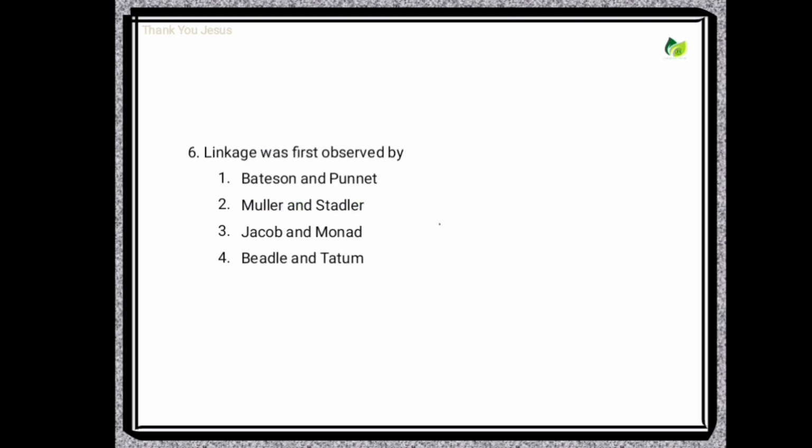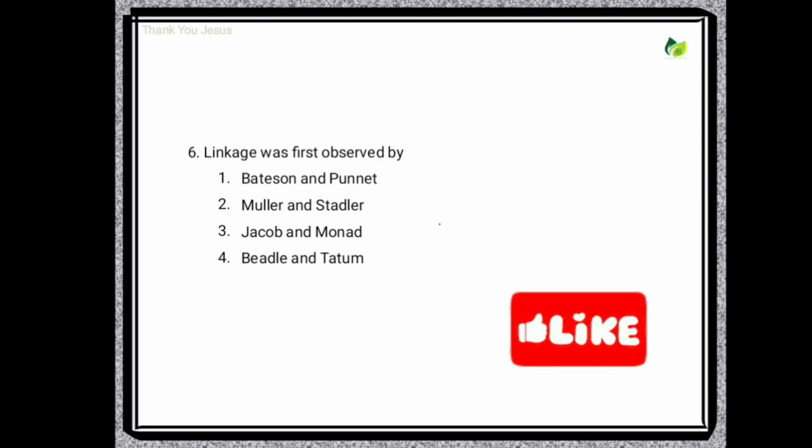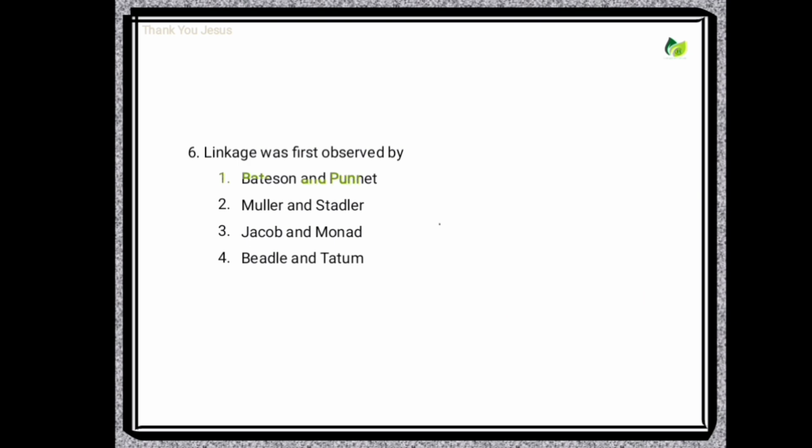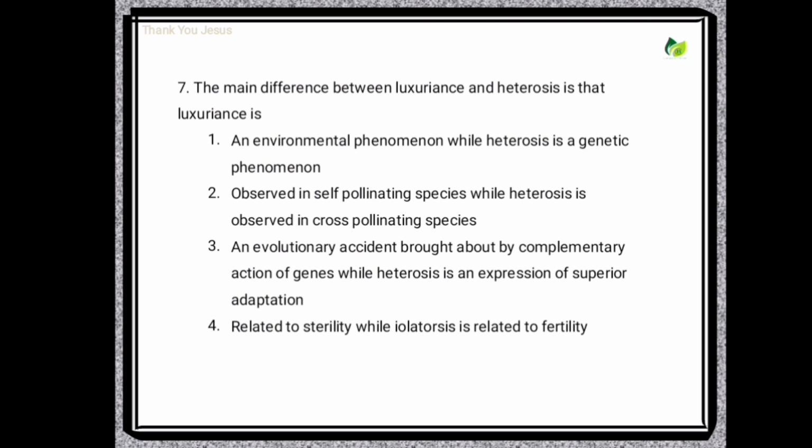Let's see the next question. Linkage was first observed by. Options are Bateson and Punnett, Muller and Stadler, Jacob and Monod, Beadle and Tatum. So the correct answer is Bateson and Punnett. Linkage was first observed by Bateson and Punnett in sweet pea, nothing but Lathyrus odoratus. Let's see the next question.